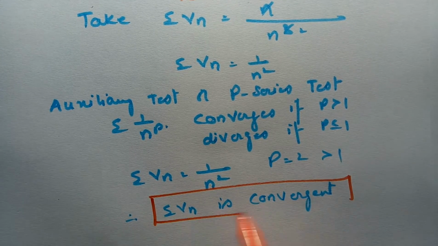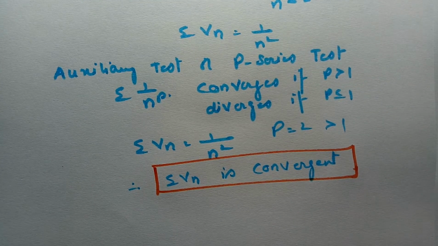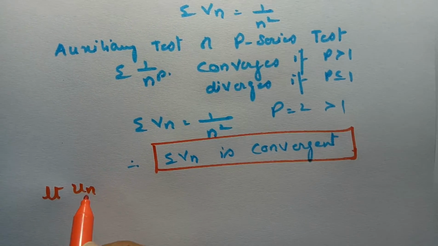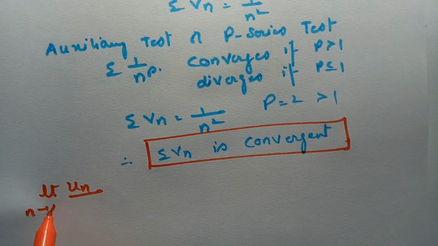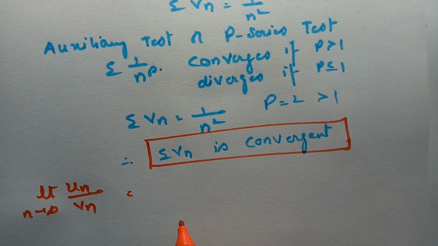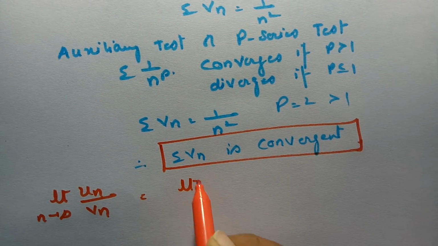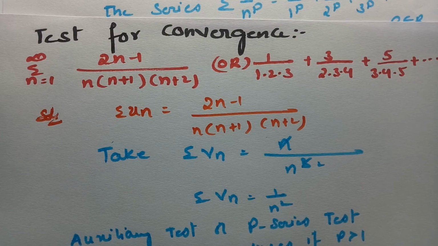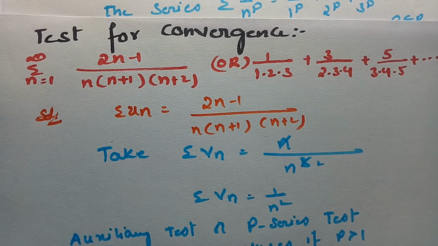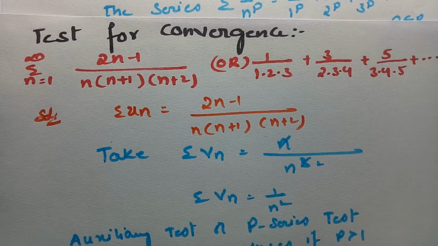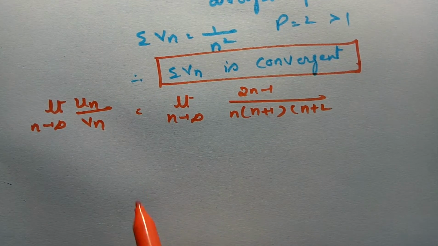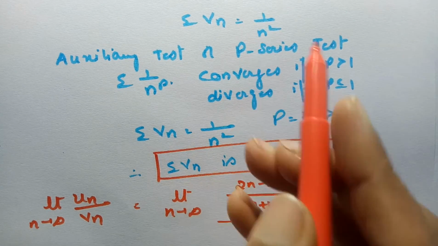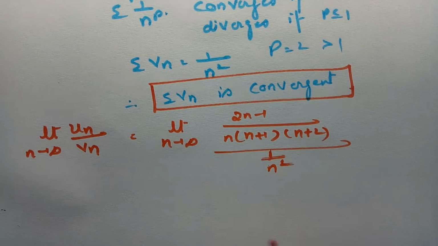So you have to keep this in mind, and we have to go for the comparison test. What do we have to do for the comparison test? Just now I have said we have to find the limit. Limit n tends to infinity, un by vn we have to check. What is limit un by vn? So limit n tends to infinity, what is un? Un is nothing but the question: 2n minus 1 by n into n plus 1 into n plus 2. So here un by vn, what is vn? Vn is nothing but 1 by n square.